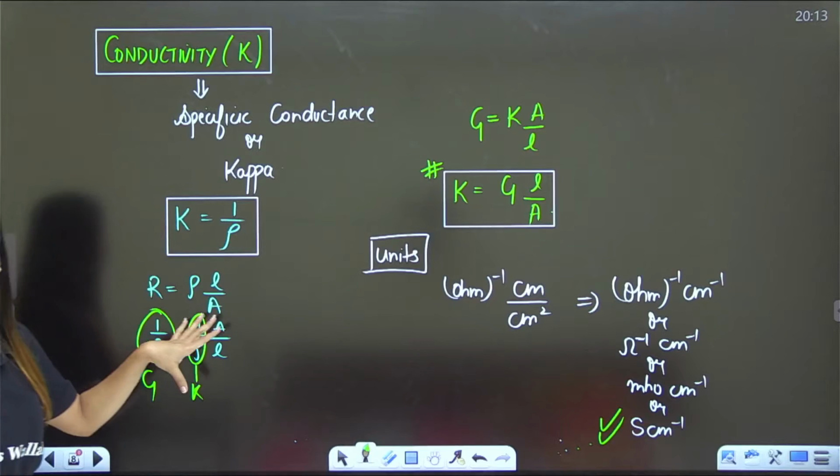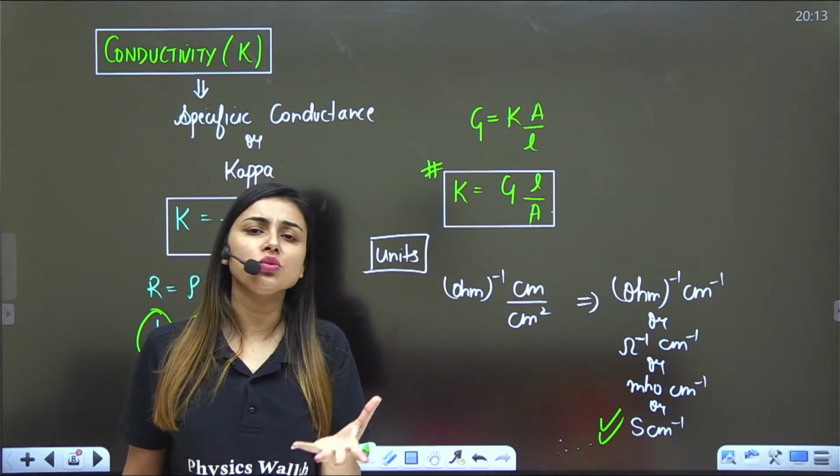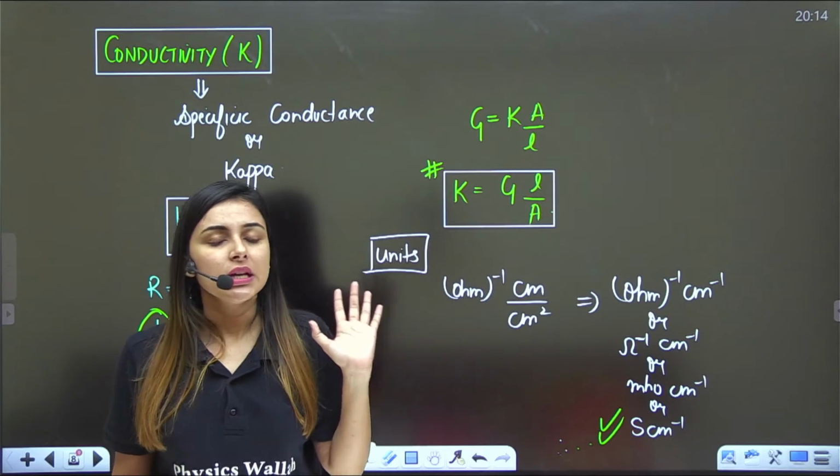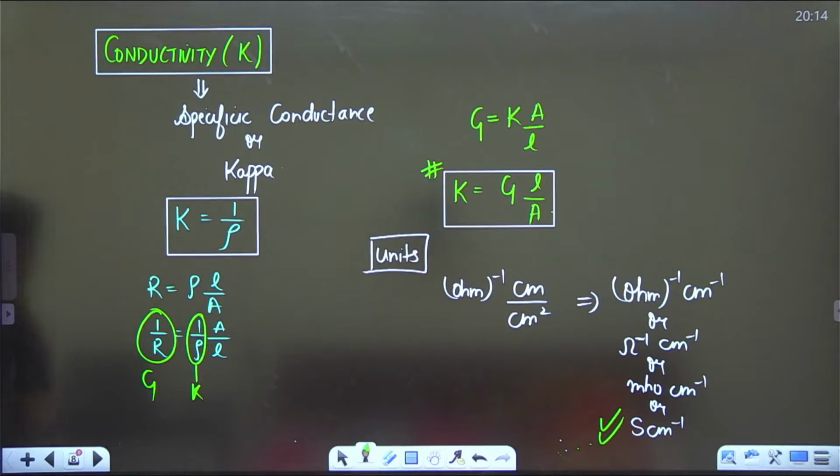So this is the basic thing that you need to understand about conductivity: how to find the expression and what are the units of conductivity. These are the few things which you need to understand. Rest everything is very easy for you. So you just pause the video, write it, and then we'll move forward.